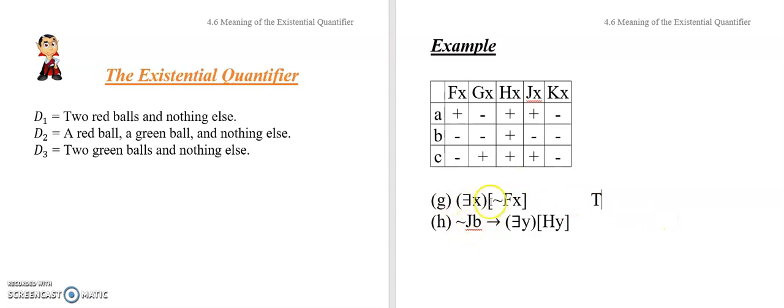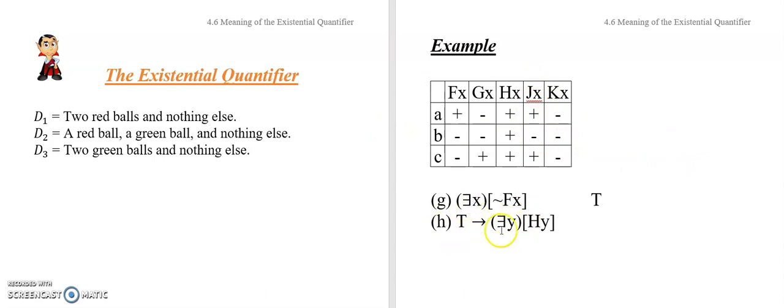Now let's take this one nice and slow. Let's look at not the case that JB. So here's the object B, here's the property J. This says that the object B lacks the property J. So this statement, considered all by itself, not JB, is true. It's true that B lacks the property J.